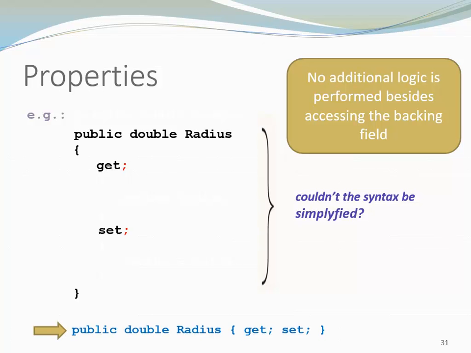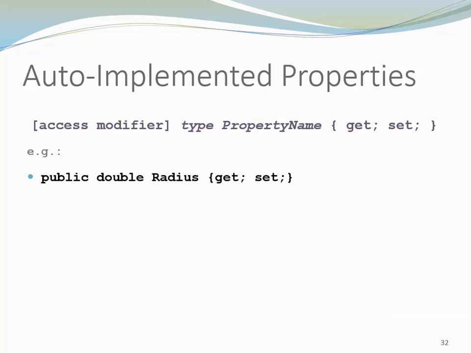So here you can see all we have left is the access modifier, the type, property name, and then in this case we specify that we want both get and set generated. We call this an auto-implemented property. You can see access modifier, type, property name, and then in curly braces we specify both get and set, or maybe just the get. So the example we had first was the radius.